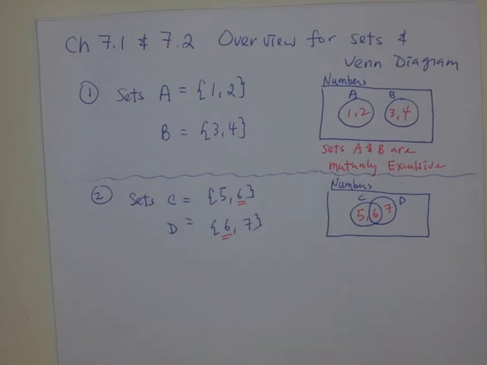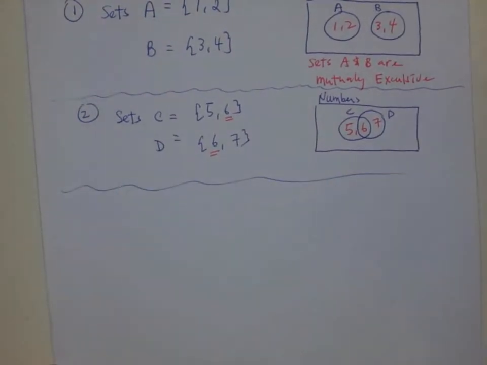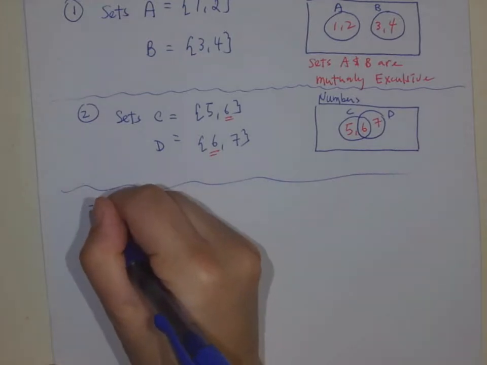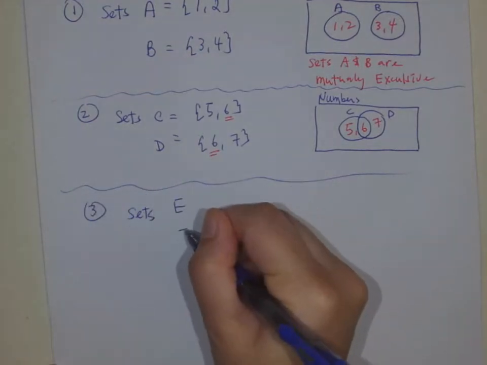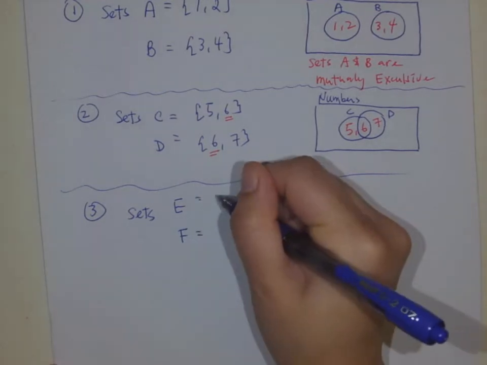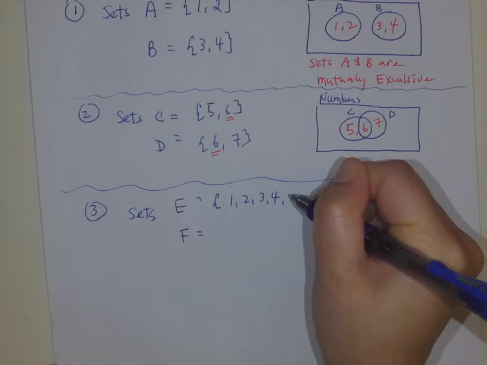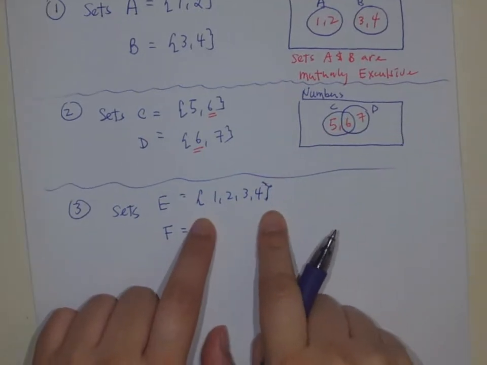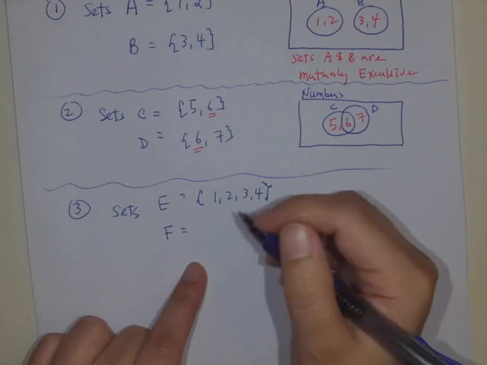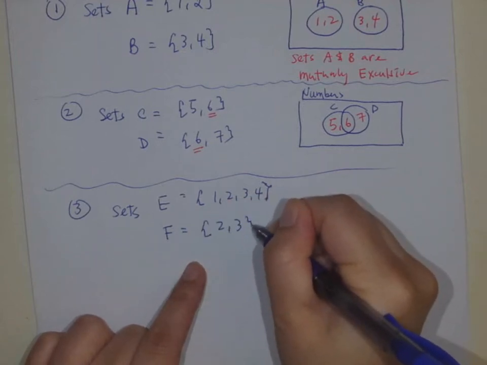Like that. Okay, so the next example, we're going to have sets E and F. For E, I'm going to say 1, 2, 3, 4 for the elements. I use the squiggly brackets to contain the elements, and it means I have this many items in the set.